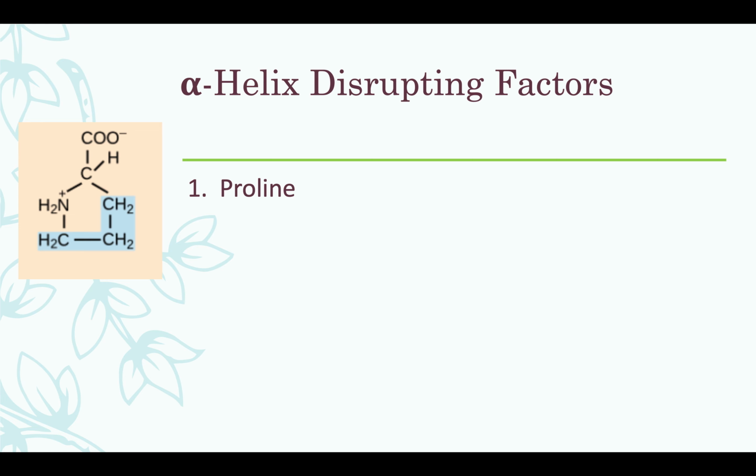Second, we have strong electrostatic repulsion. This is due to the proximity of several charged R groups of the same sign. Remember that same charges repel. That repulsion between the R groups of same-charge amino acids can actually disrupt your alpha helix structure.